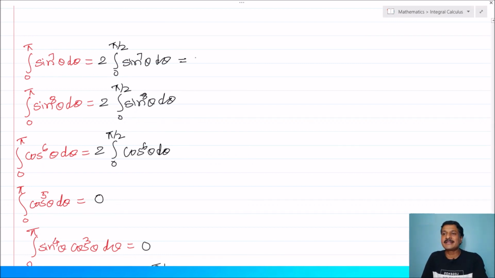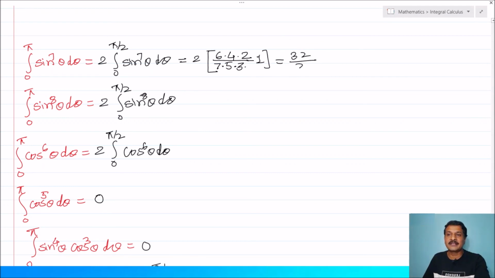So I am getting here 2 times, so you know the reduction formula. You are supposed to practice there. So I am directly getting the values here. Here the starting number is 6, so 6 into 4 into 2, and here the power is odd, so I am getting 1 here. What is this value? So 32 by 35, you check the calculation part.